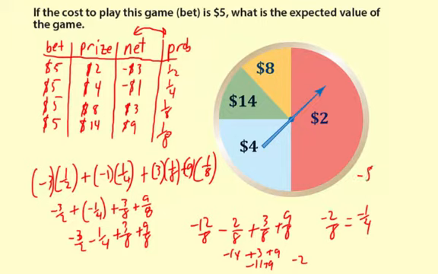So that'd be negative 0.25 or 25 cents. That is your expected value for this game. So with a $5 bet, playing this game, you could expect to lose an average of 25 cents over time. You may get lucky and win once in a while with a $14 or $8, but over time you will lose money. And this is an unfair game because it's designed to make you lose money.